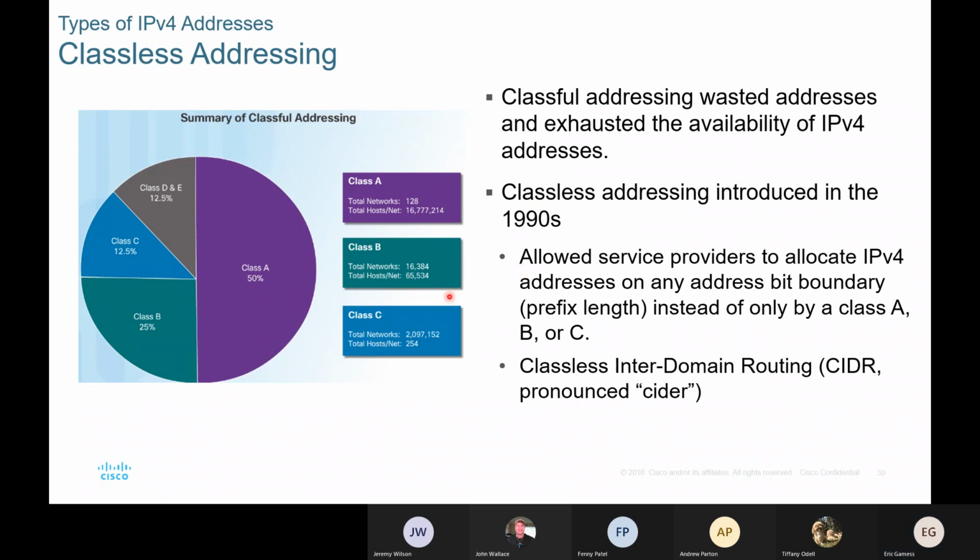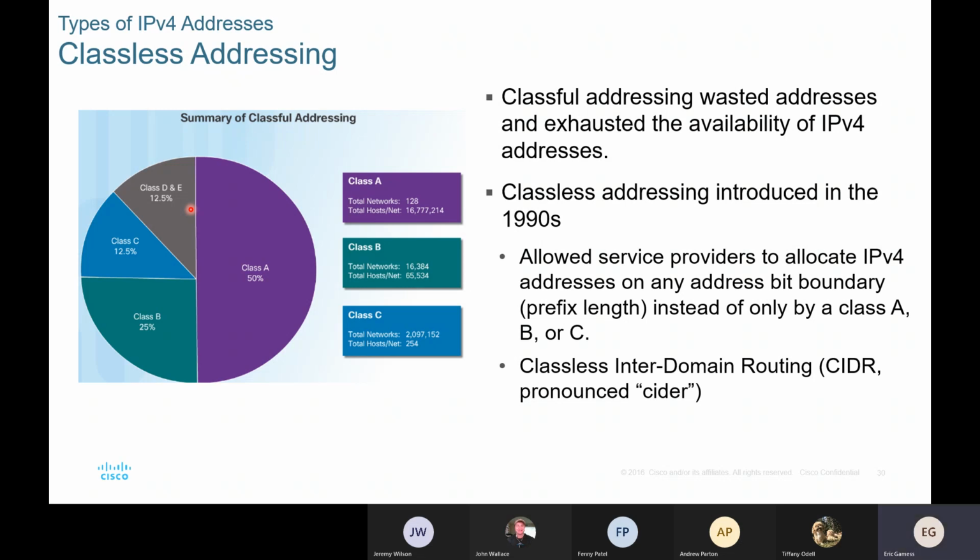So look, half of the IP addresses in the world are class A. A quarter of them are class B. 1/8 are class C. And here we have class D and class E. 1/16 are class D, and 1/16 are class E. Okay?